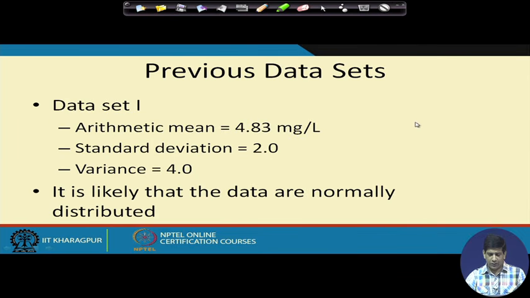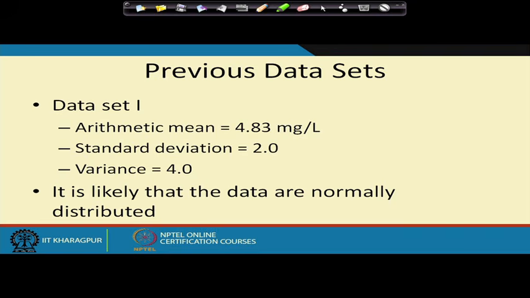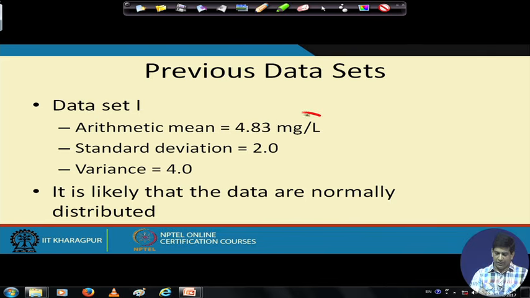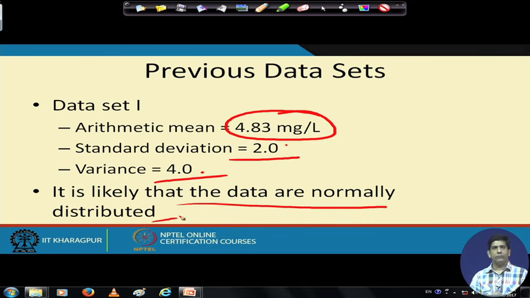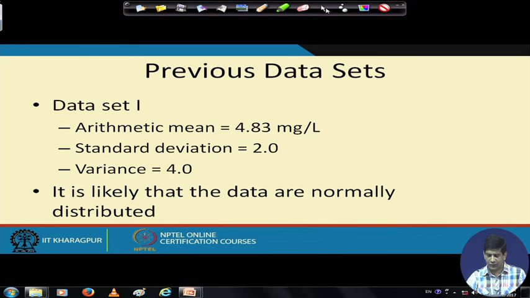So let's look at the data sets. Again, you can go back and do this math yourself; it's simple math. For data set 1, the arithmetic mean is 4.83, the standard deviation is 2, and the variance is 4. Since the mean is greater than both 2 and 4, it is likely that the data is normally distributed. We saw that when we plotted the histogram as well.